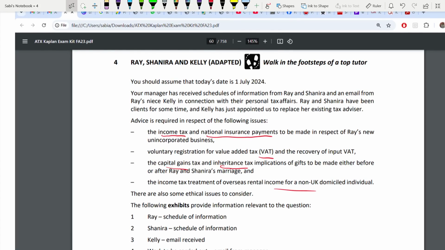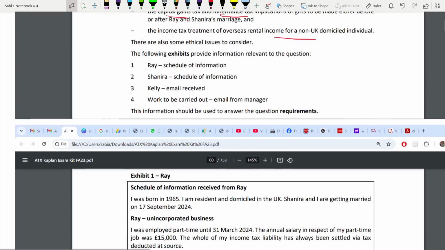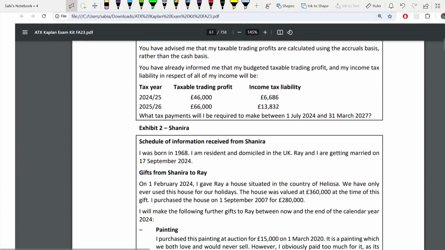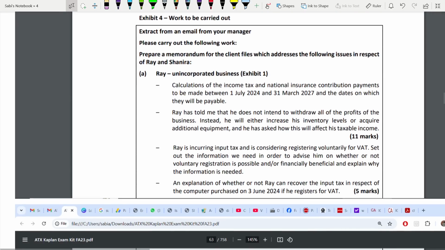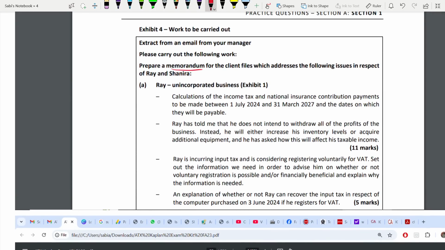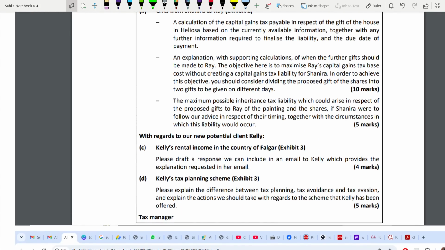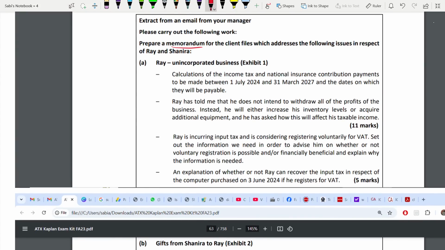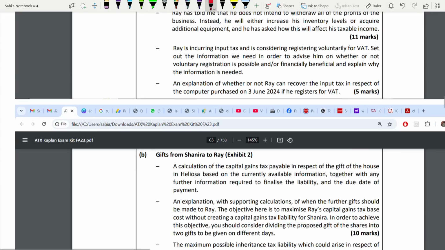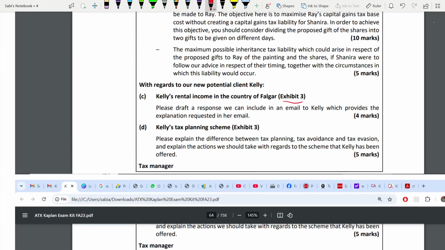Here we have 4 exhibits. Last exhibit will give you the requirements that you have to do, and the remaining 3 exhibits will tell you what you have to do. Okay, so we are going to go through the requirements first from exhibit 4. Here we have to make a memo and it has various issues. So part A, B, C, D, there are 4 issues that need to be covered in this memo, and they have clearly mentioned which exhibit to use. So for your requirement A, you need exhibit 1, B, you need exhibit 2, and here you need exhibit 3 for both.